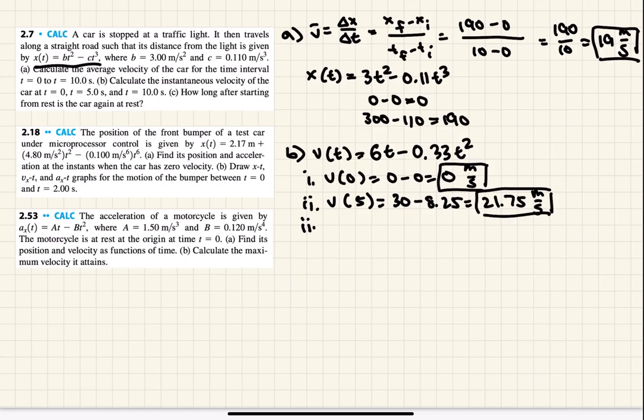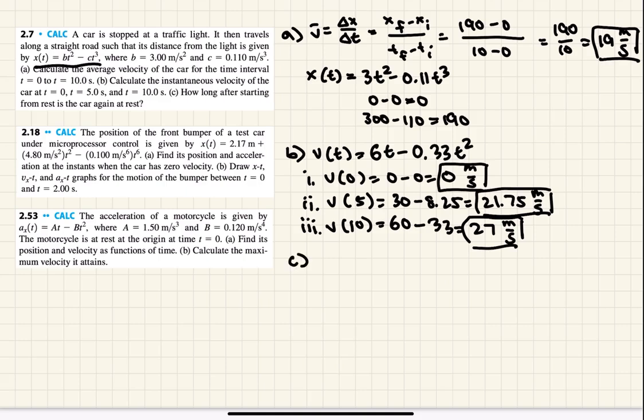And then part 3, that's going to be v of 10. That's going to be 6 times 10, or 60, minus 0.33 times 10 squared, which is just 33, and that's going to be a total of 27 meters per second. So those are the 3 instantaneous velocities that we calculate.